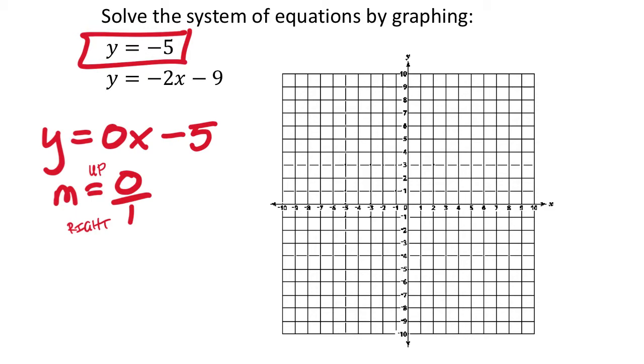Well, up 0 to the right 1 from where? That's our y-intercept. We need that y-intercept, which is at 0, negative 5. So 0, negative 5 right here. And then I use the slope to find all the other points on the line. Up 0 to the right 1 would be this next point. Up 0 to the right 1. And then we can hopefully remember that this is a horizontal line.